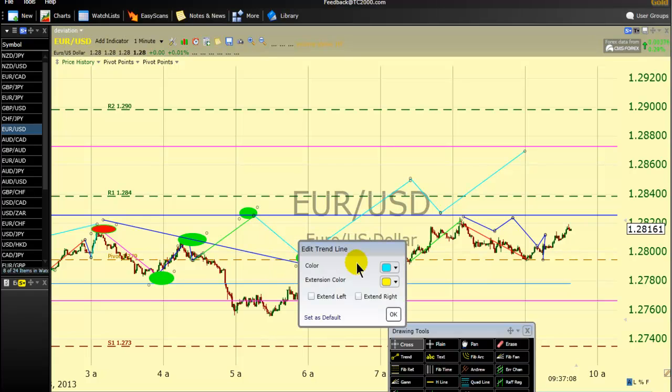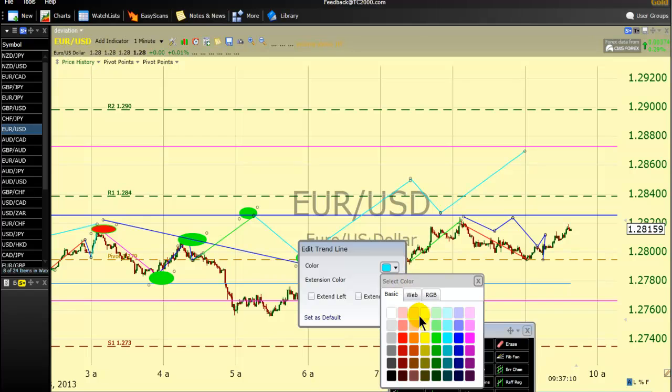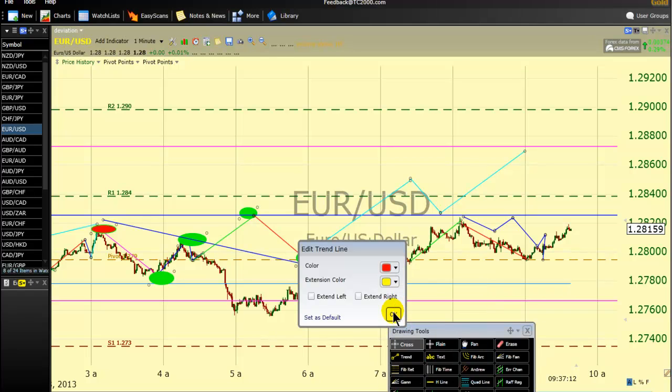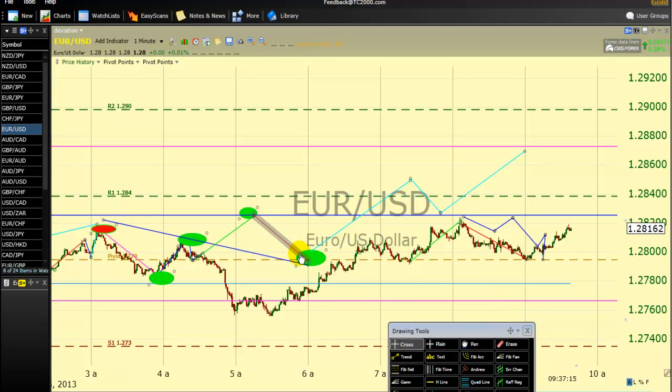Okay, so I'm going to color it again, this one, into red. This red line represents the price move from here down to this level here. So I cut the first one, which is the green one, and put it here. I cut the second one, which is the red one, and put it here.